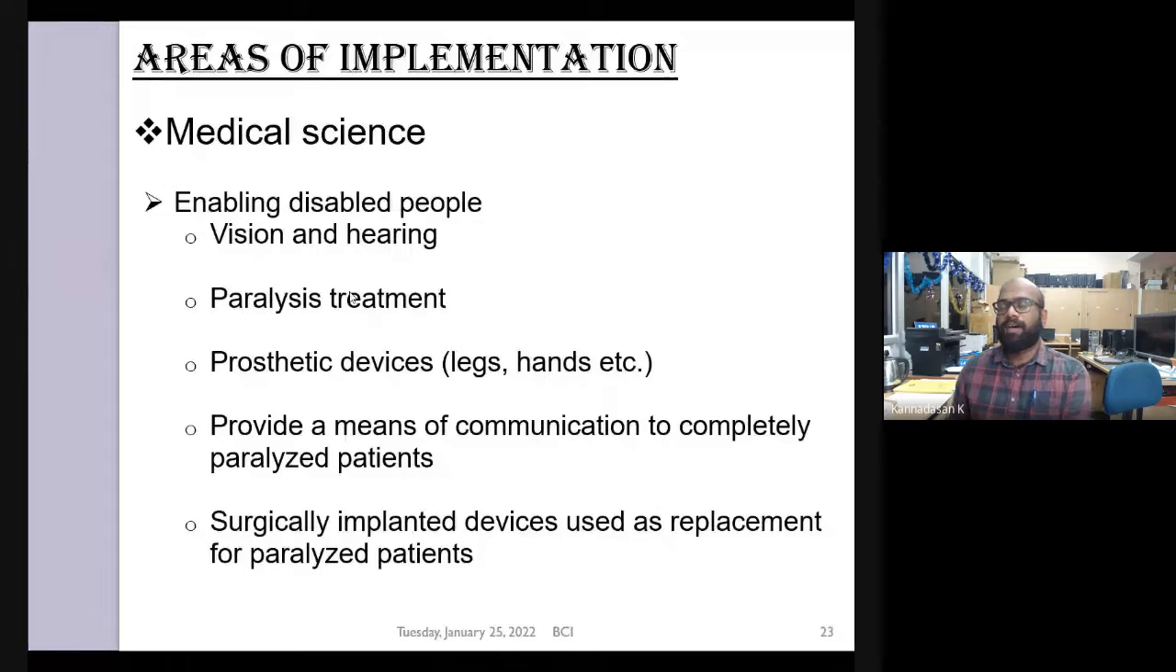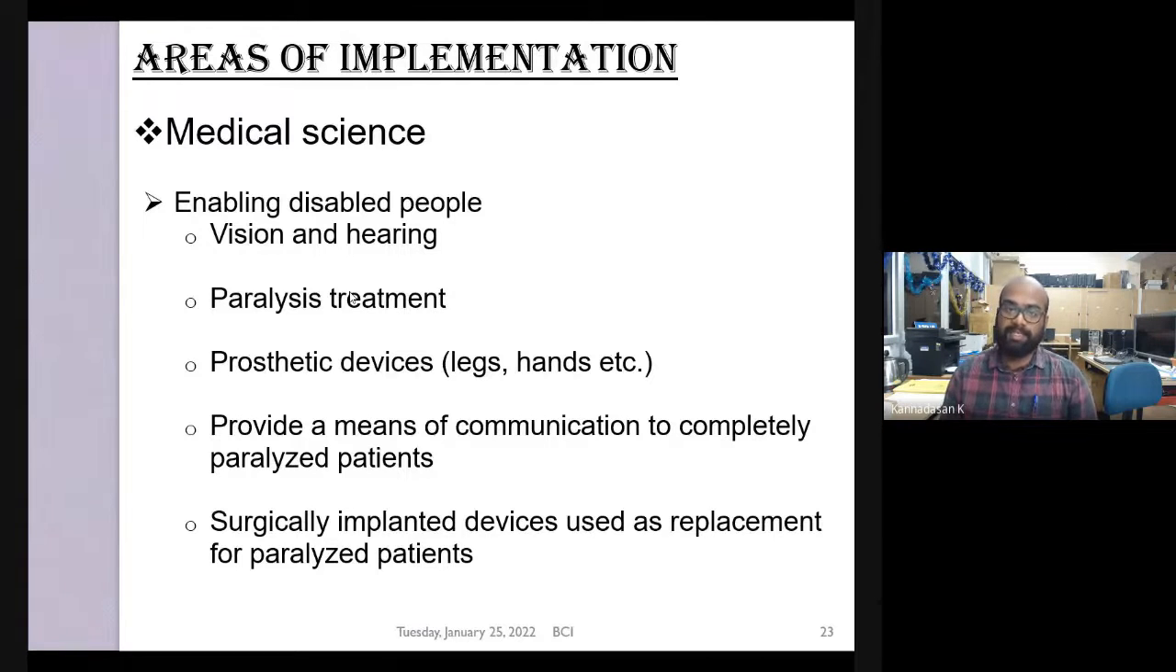Okay, so I got all these things. I've learned what EEG is and what I'm going to do. Where is it necessary? Why should I measure my brain activity? What is the use of it exactly? We have the following applications, like medical science.